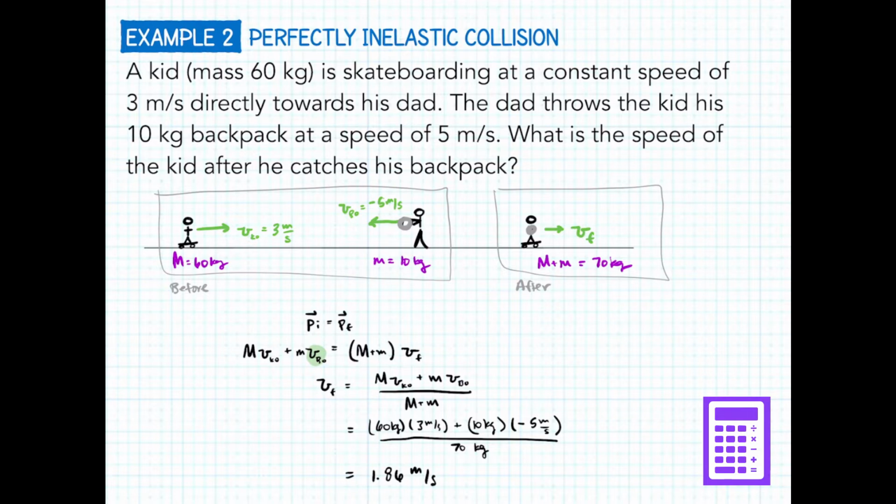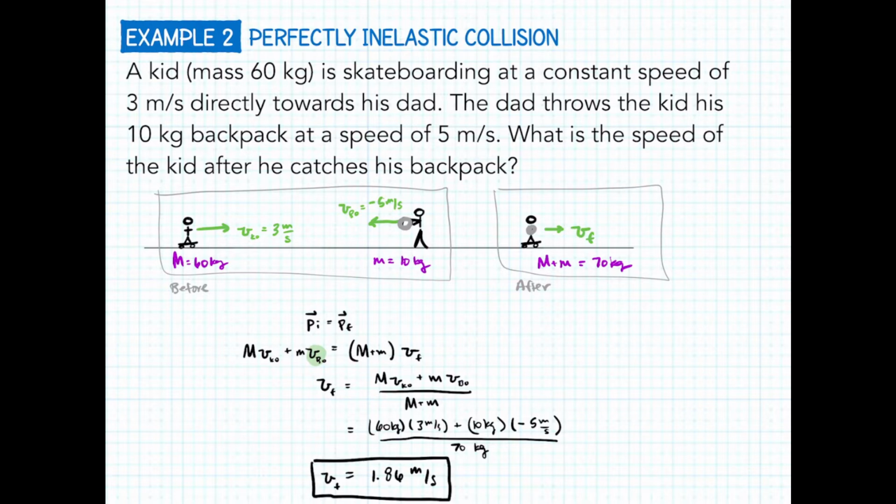Just a question, let's say he threw it even harder. Could he stop the kid or turn him around? Yeah. That would be kind of messed up. So at least he's not doing that. But yeah, the final velocity is this. So we've now done a conservation of momentum problem, and we could predict sort of how that was going to turn out. Any questions on this?